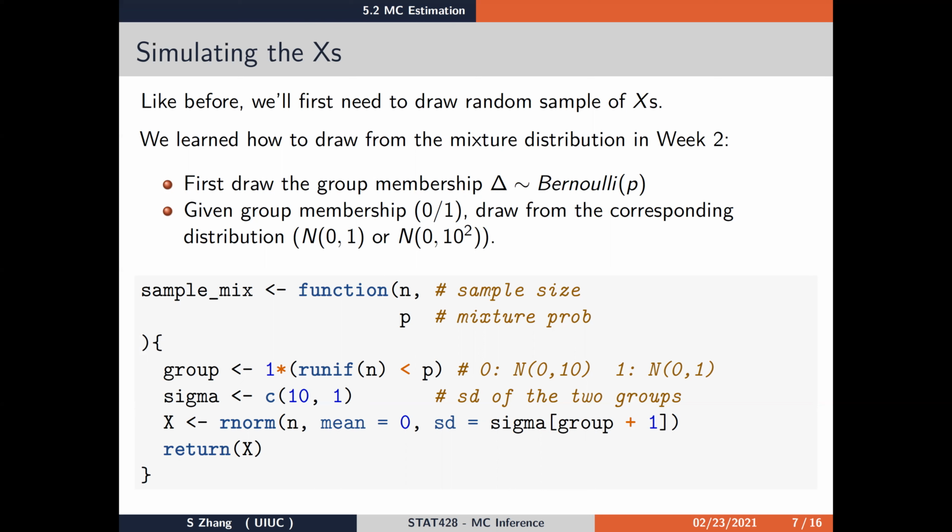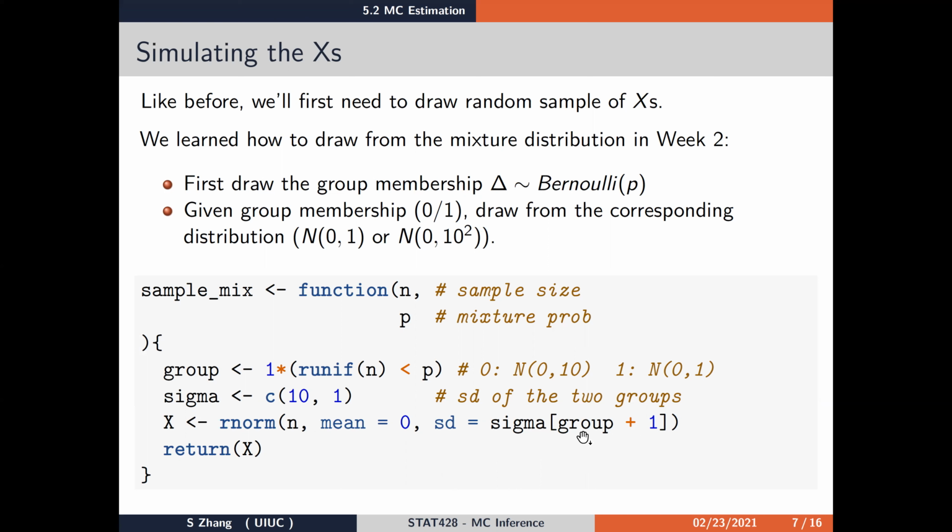Okay. So like before, we create a sigma vector of length 2, indicating the corresponding standard deviations of the 2 groups. So c(10, 1). And then we use vectorized operations and draw our 20 samples for X by doing rnorm, size is 20. The mean is going to be equal to 0 for both of these groups, so we don't need to play with that. For the standard deviation, this will depend on the group membership of this person. So we say that sd is equal to sigma's group plus 1th entry.